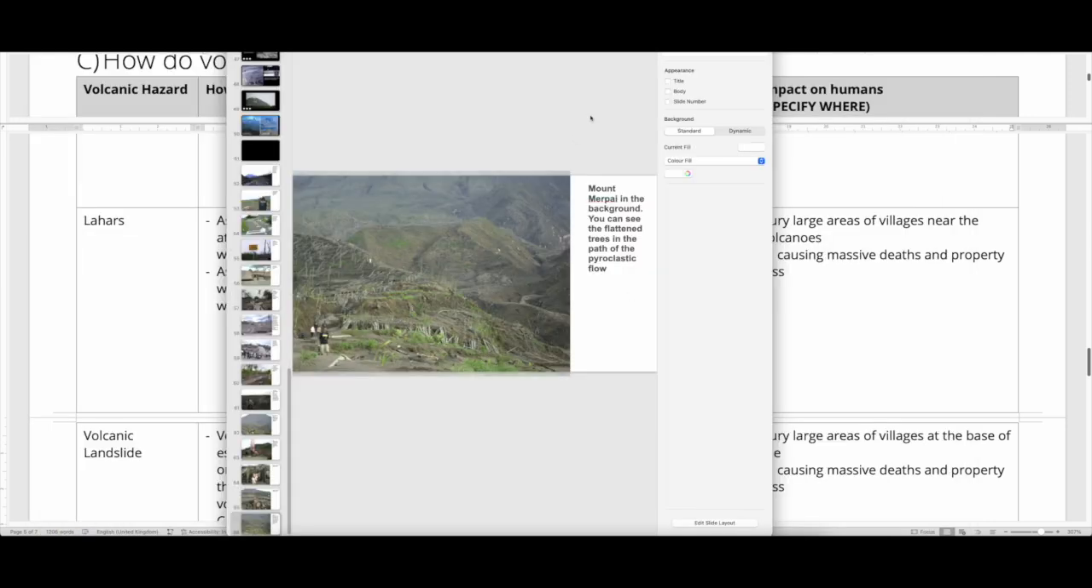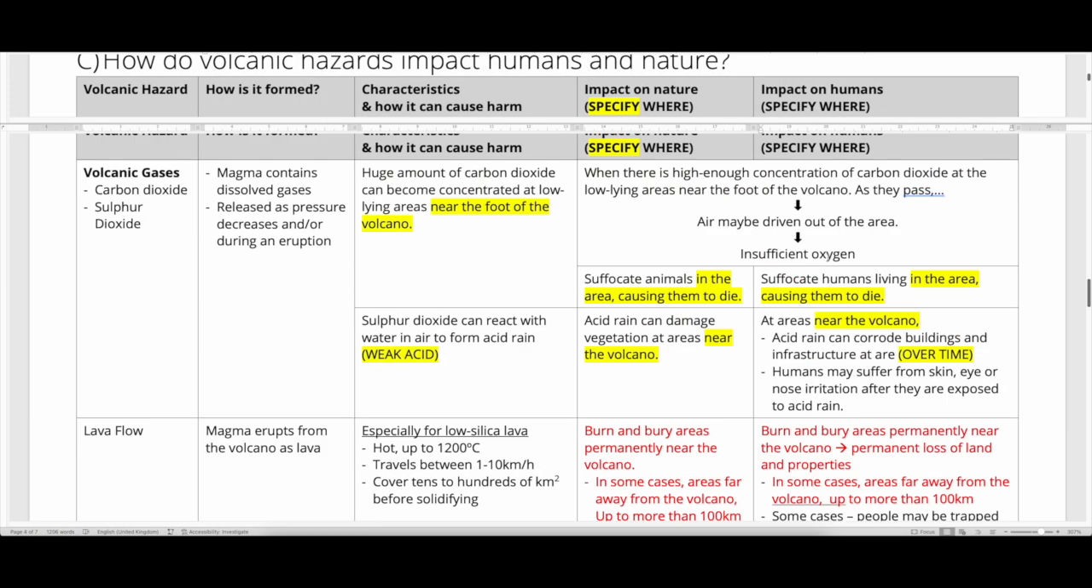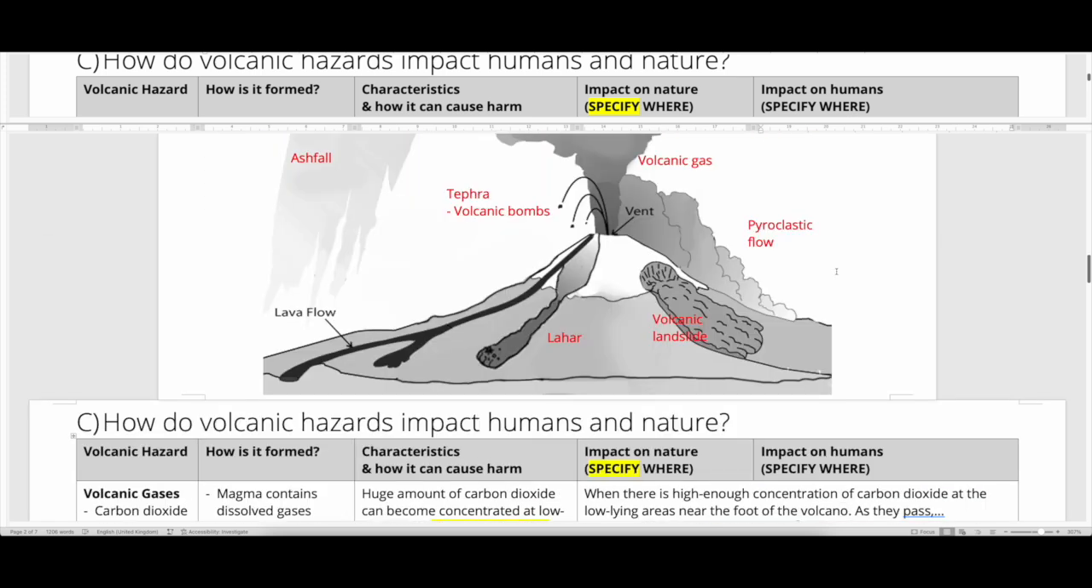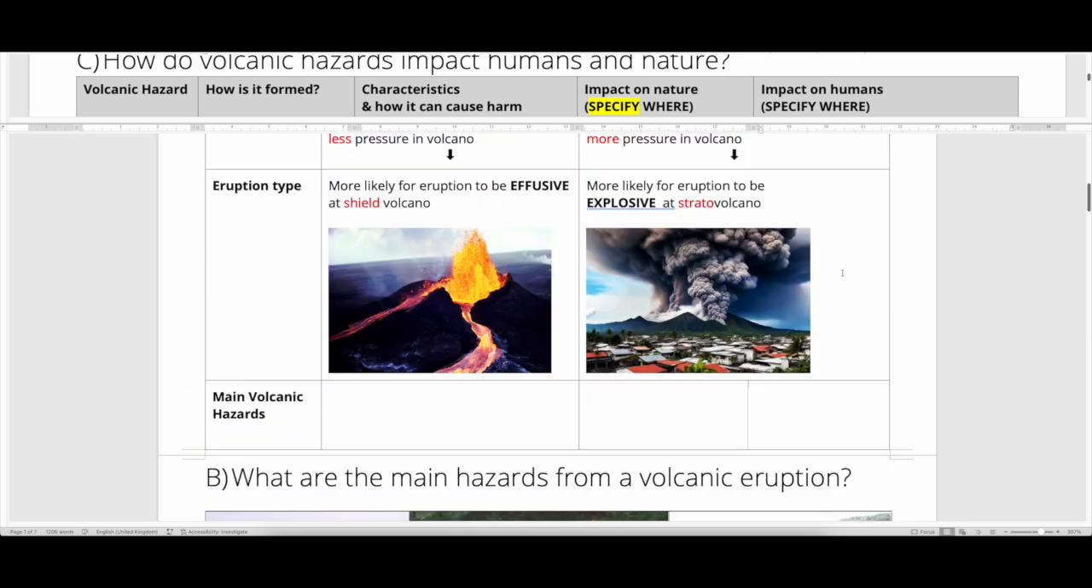Okay, so these are pictures that you can see. All right, now before we go on to the questions, I want you to try and pause and think of this question. Let's go into page 1. So what do you think are the main volcanic hazards for these two types of volcano?